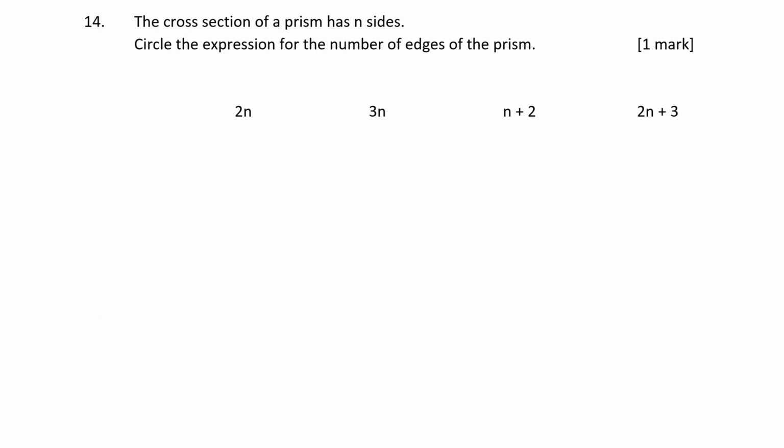Question 14. The cross section of a prism has n sides. Circle the expression for the number of edges of the prism. Is it 2n, 3n, n plus 2, or is it 2n plus 3?